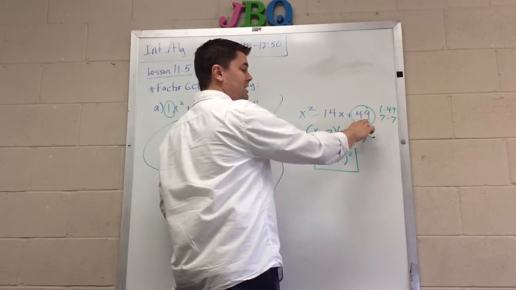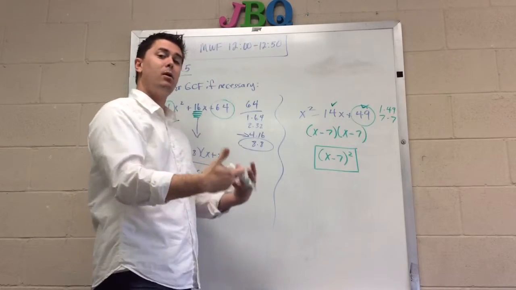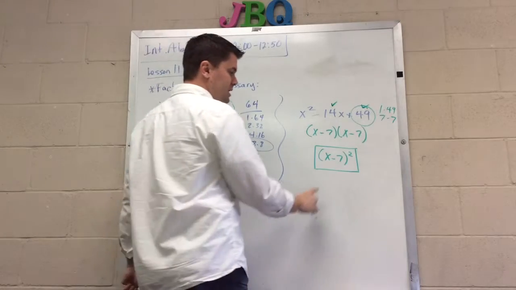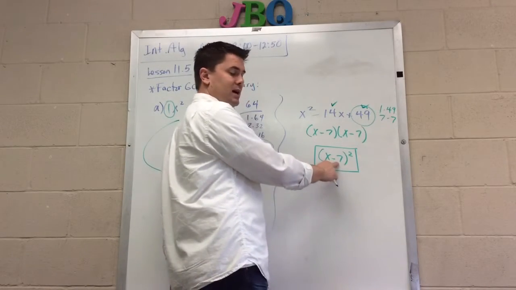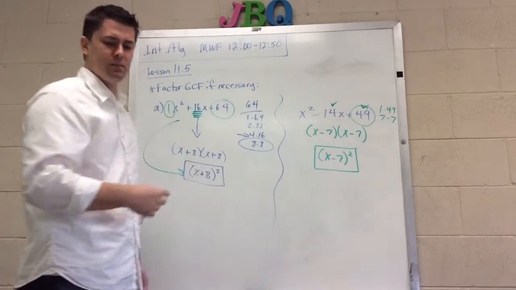So the square root of 49 is 7. 2 times 7 is 14. We're checking that to see if it is indeed a perfect square trinomial. If it is, then we just simply write the factor (x minus 7) parentheses squared. Okay, so that's 2 examples.